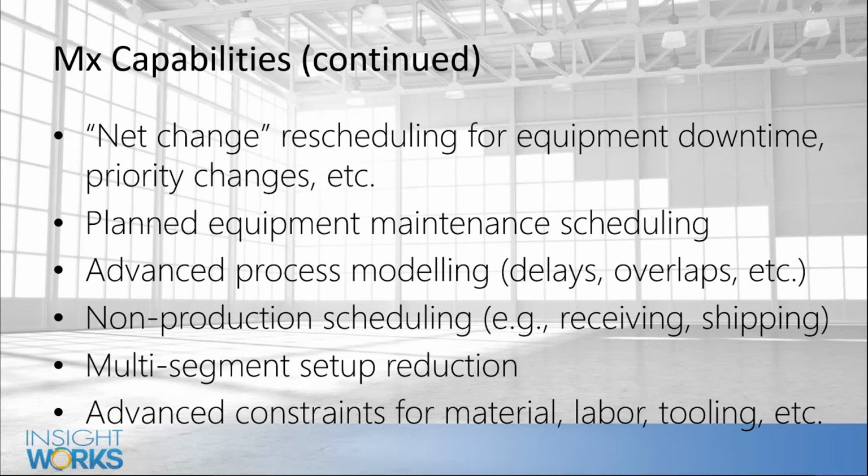A few other things, net change rescheduling. Like if a machine goes down or something like that, you can just run a net change and it'll tell you what you need to move around to account for that change in capacity or labor, or maybe you've got a high priority order you want to slot in there, those types of things.